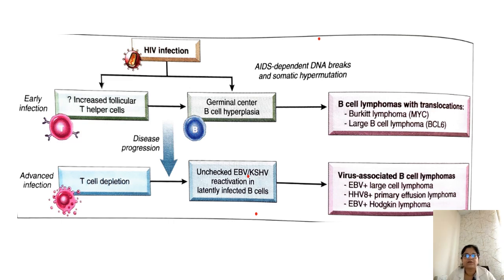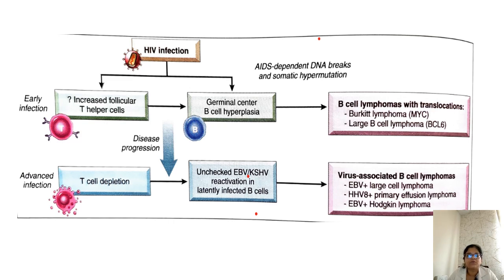So the different neoplasms because of this HIV infection could be, in the early infection, where you have increased follicular T helper cells. And when the disease is progressing with T cell depletion, germinal center B cell hyperplasia occurs in the early infection. So AID-dependent DNA breaks and somatic hypermutation occur here, therefore leading to B cell lymphomas with translocations, like Burkitt's as well as large B cell lymphomas.